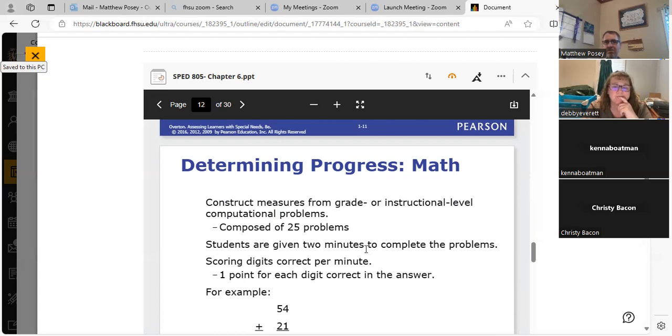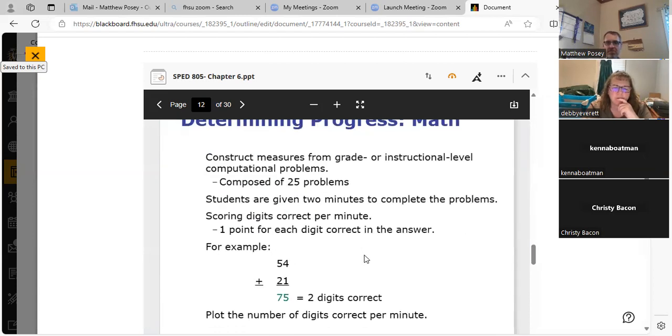CBM and math? Here are some suggestions. If you're a math person, you could construct measures from grade or instructional level based on computational skills. Maybe have 25 problems. I believe I referenced in a previous Zoom session doing mad minutes. We used to do those a lot to check fluency on math facts, especially multiplication facts.